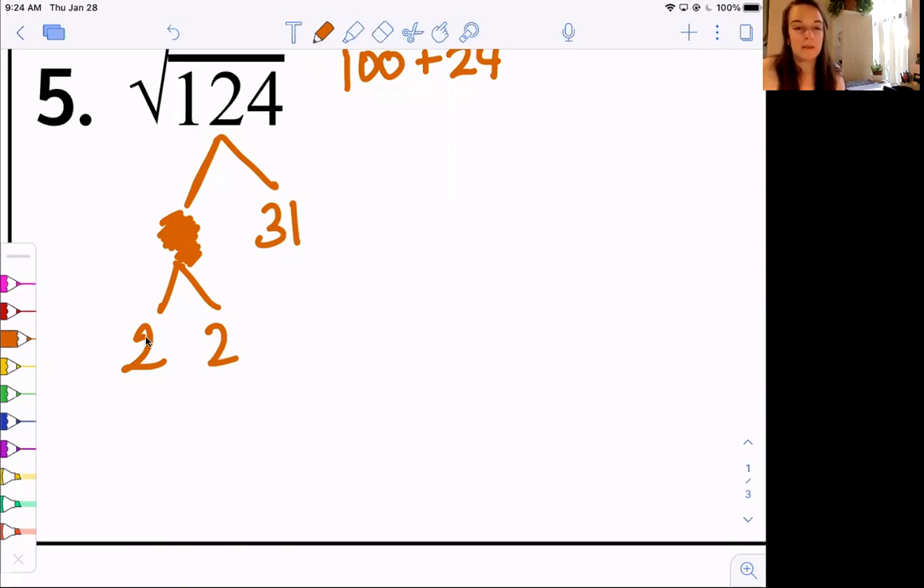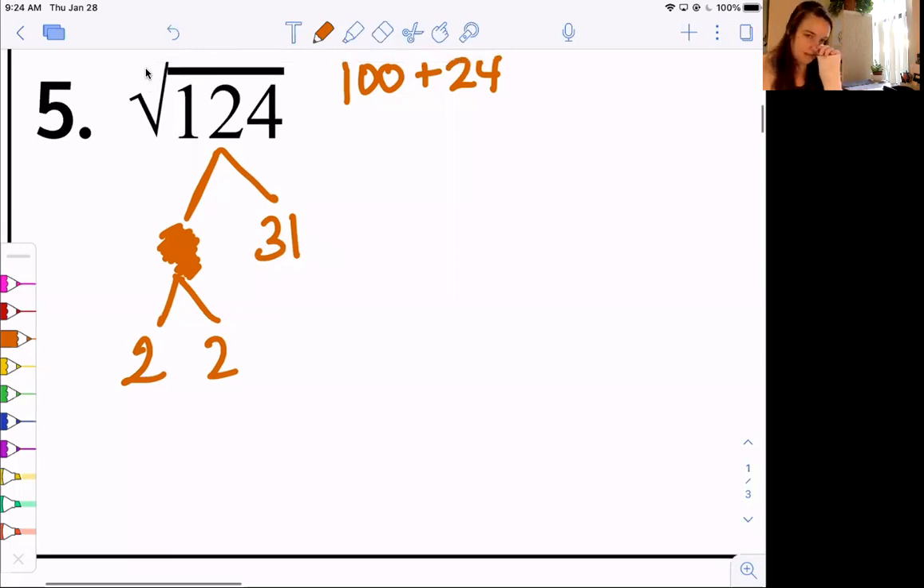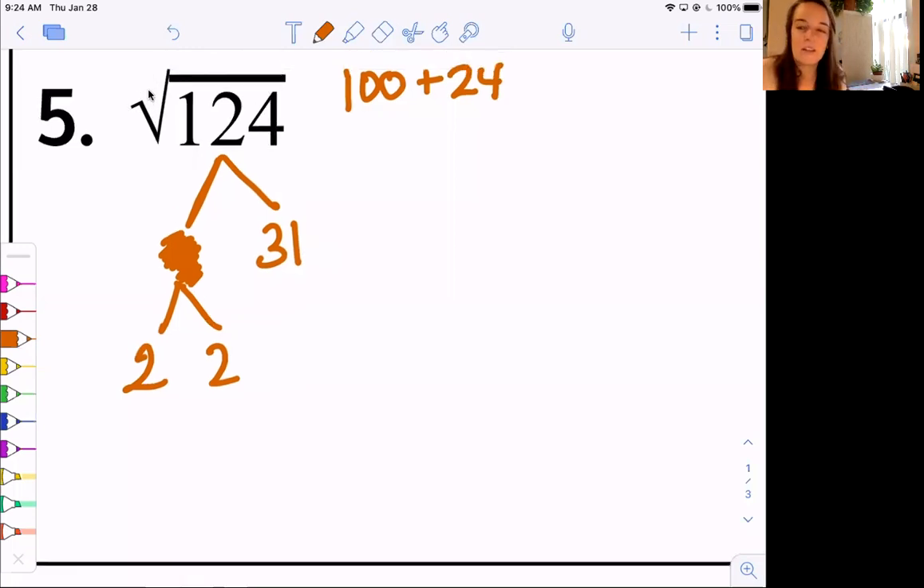So I've reached prime numbers at each of these. What is the index here? It's that little baby number. If there's nothing there, what is it? Does anyone remember from our pattern? 2, yeah, actually, it's 2.